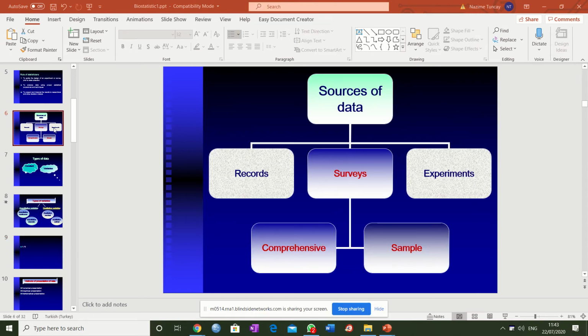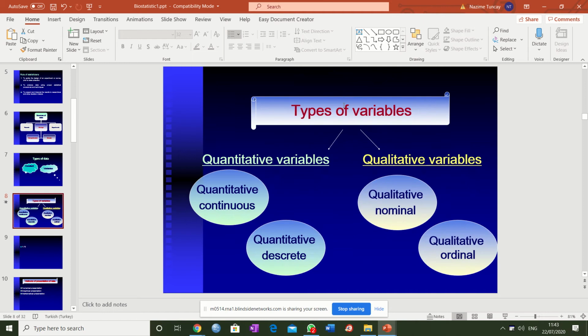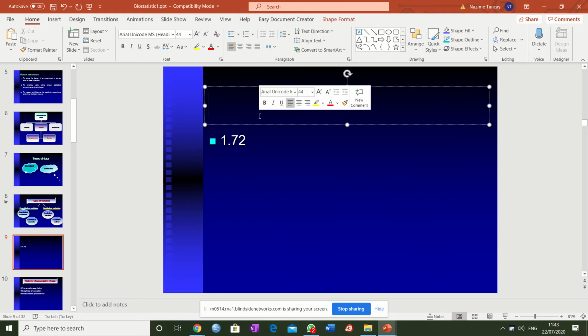Yes, I started recording this again. So what was I saying? That there can be different sources of data, records, surveys, experiments, and here there can be types of data, quantitative, qualitative data, and I was giving examples of height. Okay, height is a continuous variable.